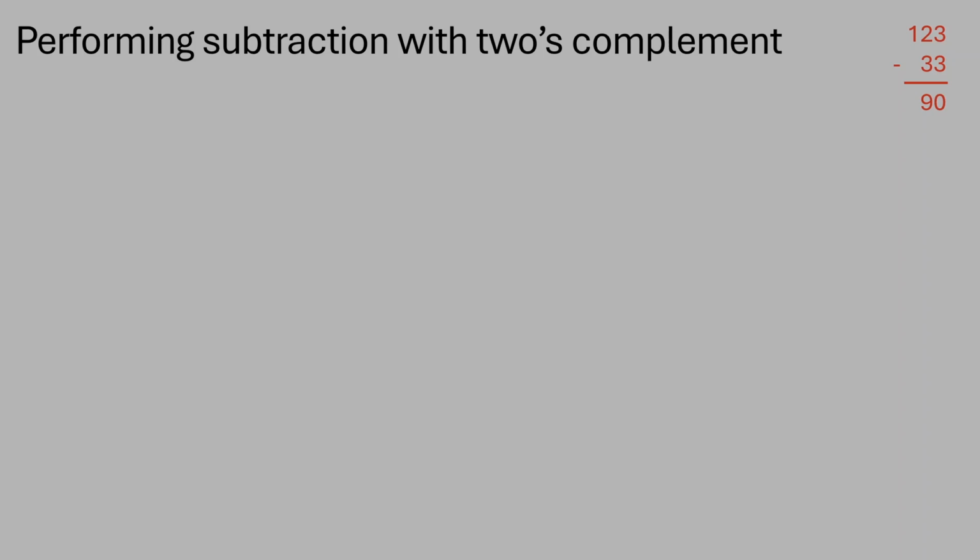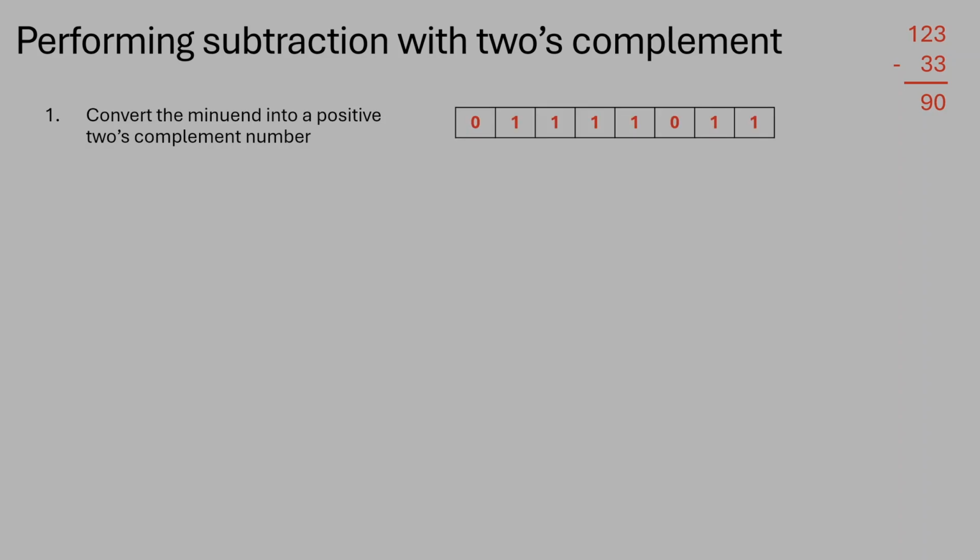So the first thing we need to do is, and again, all of this is the kind of detail you need to show in exam answers. So we need to show that we can do these steps. So the first thing is we convert the minuend, so the top number, into a positive 2's complement number. So we need to make this into a 2's complement number. So there's that. Okay, so this is the representation of 123.